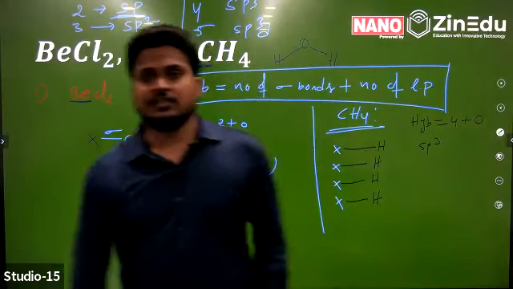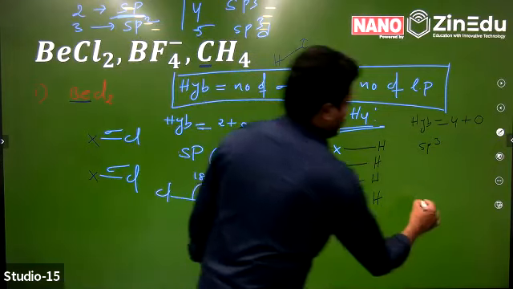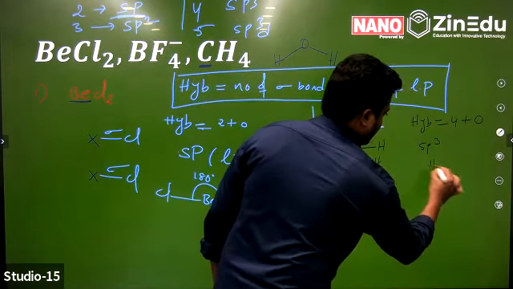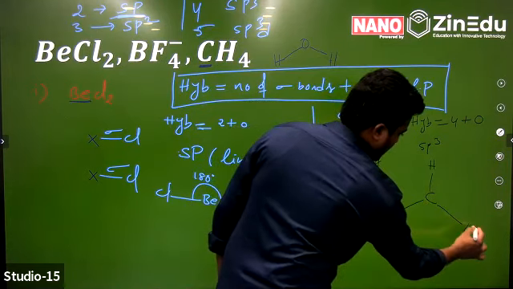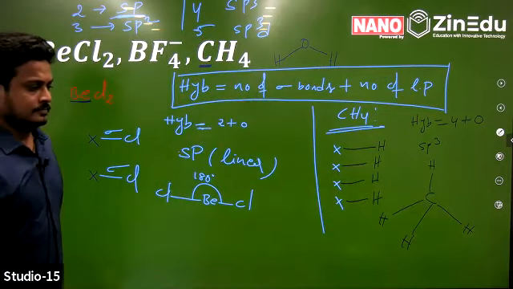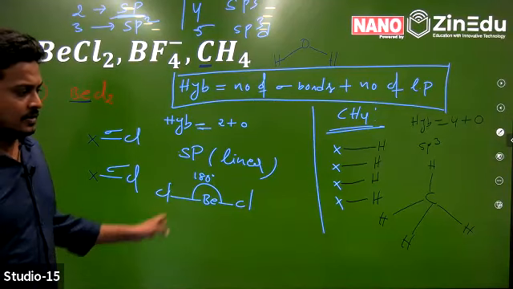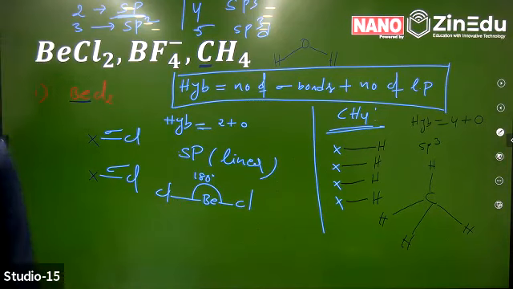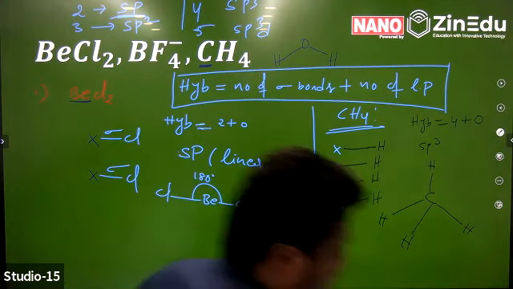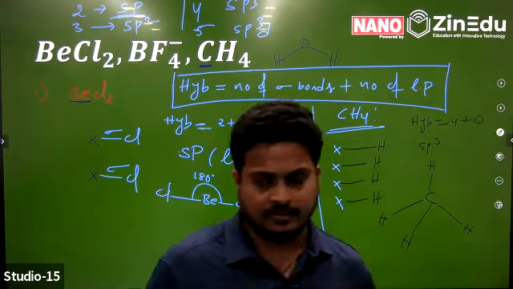With sp3 hybridization, the shape of the molecule is tetrahedral. Like this: carbon, hydrogen, hydrogen. This is the actual shape of CH4. Tetrahedral geometry, 109 degrees 28 minutes. Copy it. This is the most important concept. Compulsorily we get one question.